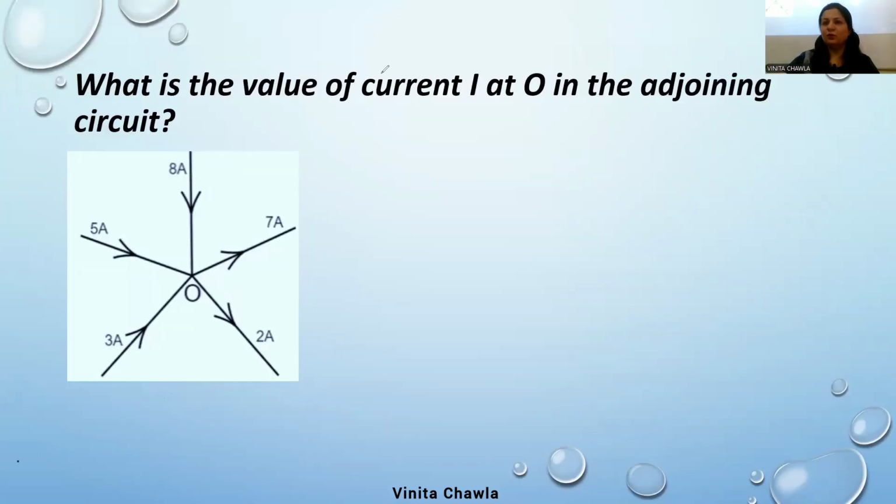What is the value of current I at O in the adjoining circuit? We have to find the value of current at O. O is a junction, so we'll apply the junction rule here. Incoming current can be considered as positive, and outgoing current we will consider as negative.